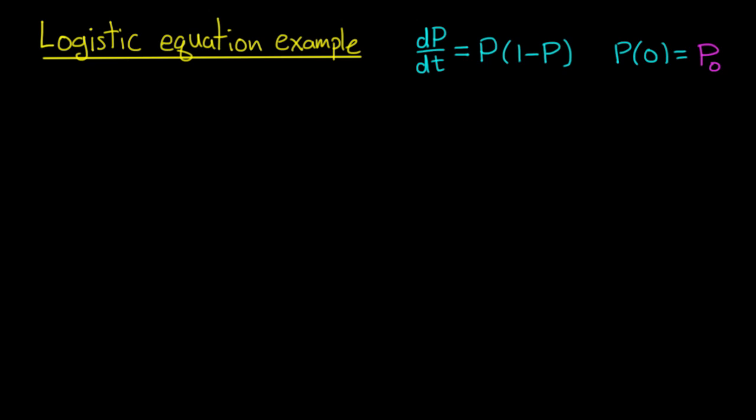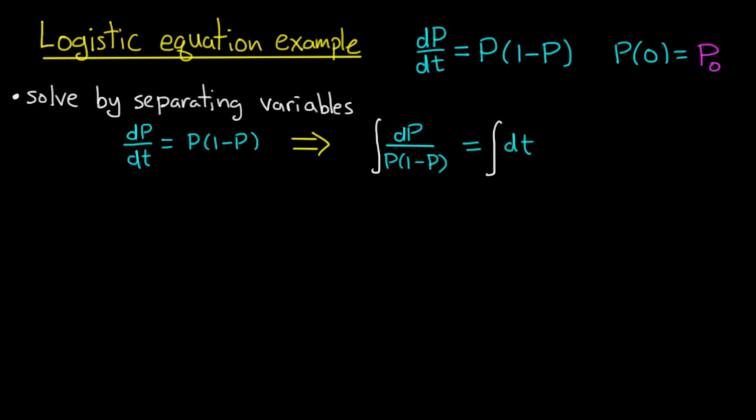Let's look at an example of the logistic equation. We'll consider dp/dt equals p times (1 minus p). This is the logistic equation with k equals 1 and m equals 1. We'll also add a generic initial condition that says the population at time 0 is p0. We're going to solve this equation using the technique of separation of variables.